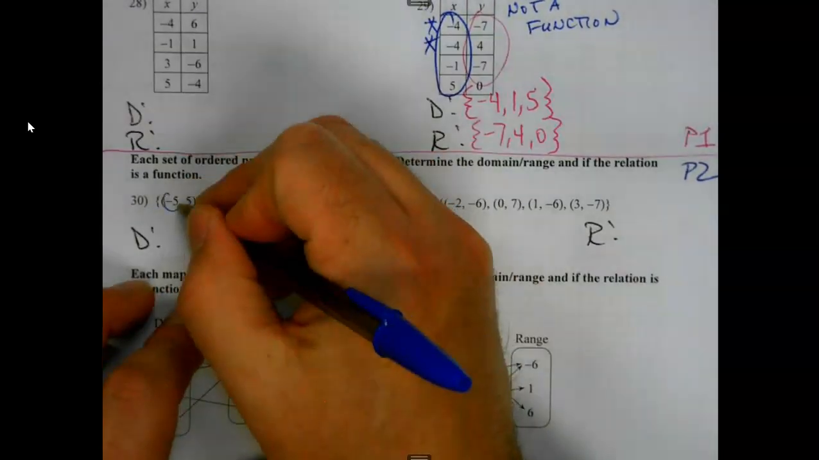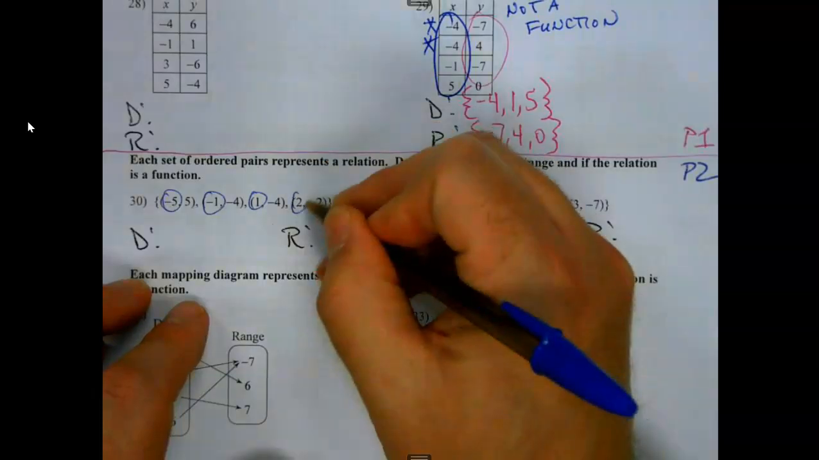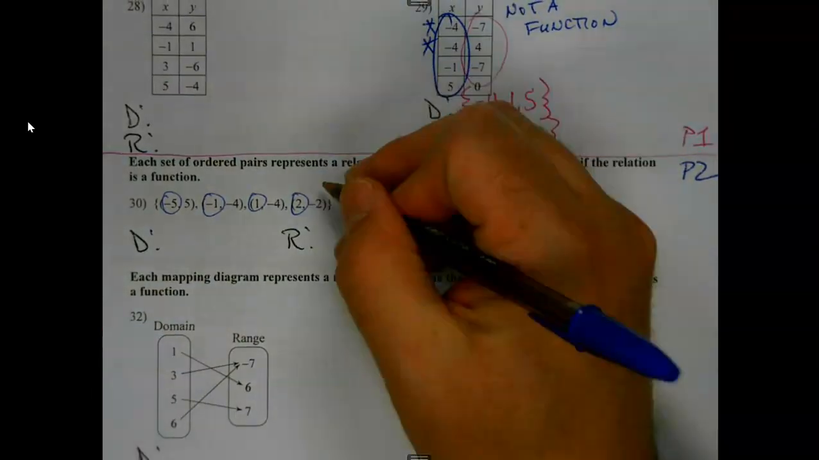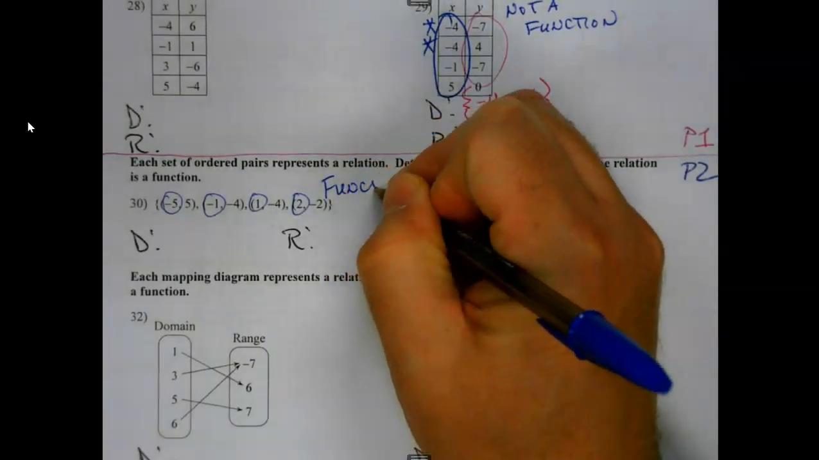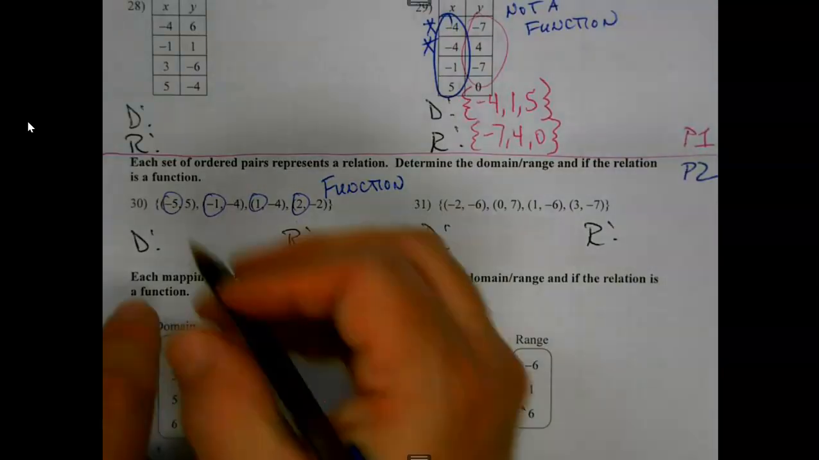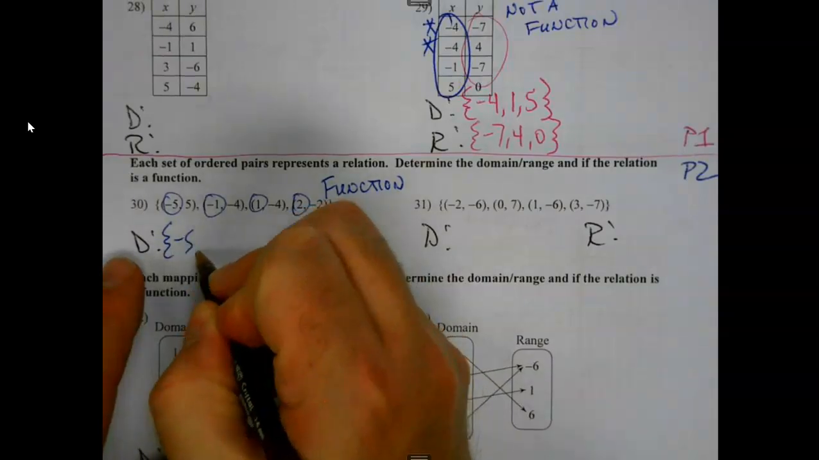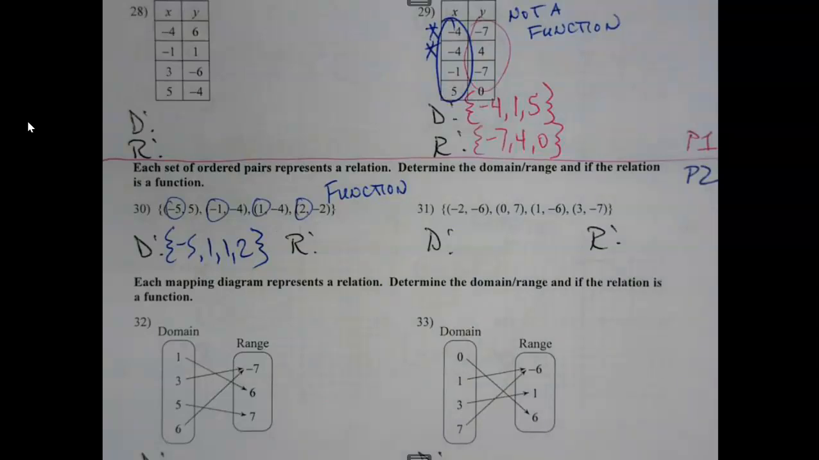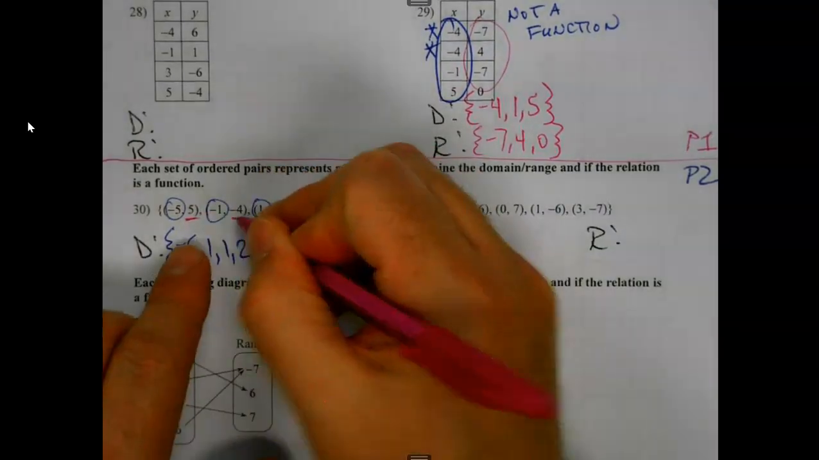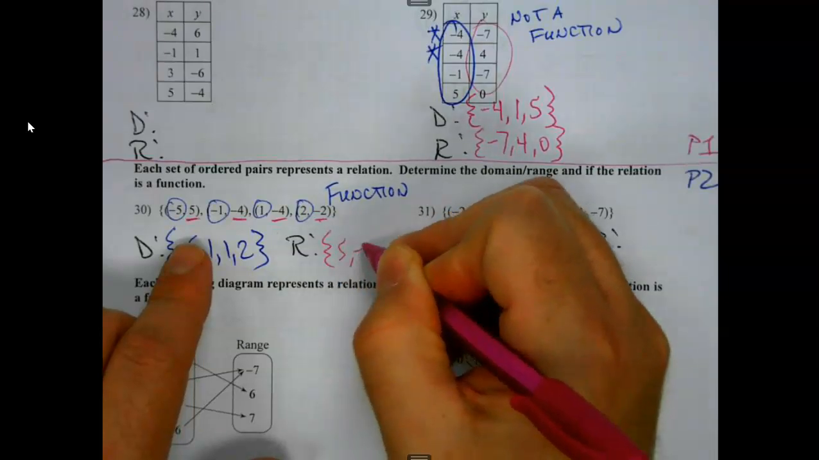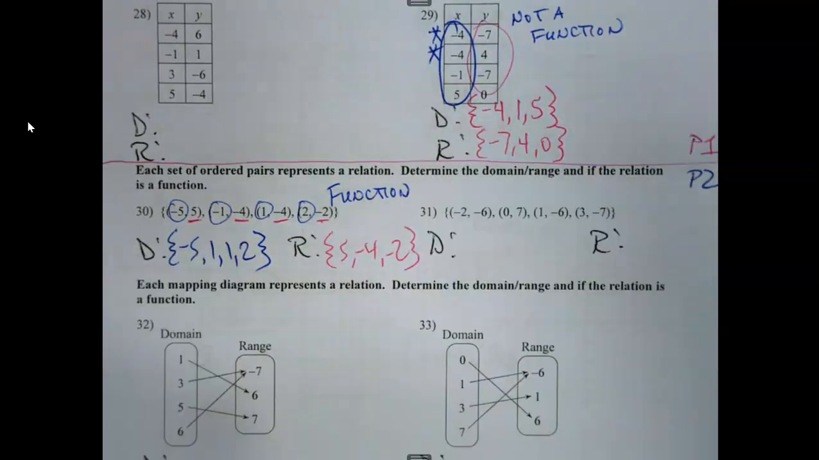So all I'm looking at here to figure out if it's a function or not is those 4 values. If they're all different, it's a function. Any repeats, it's not. My domain is just a listing of those values. And my range is just a listing of the y's.